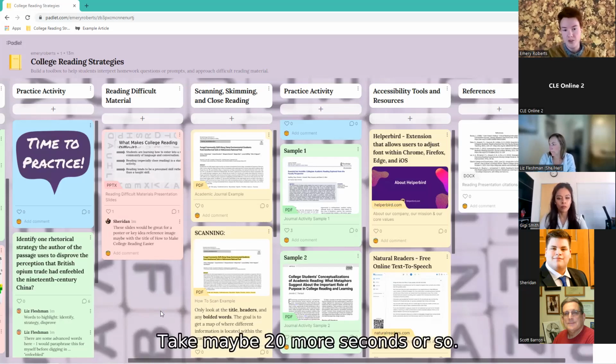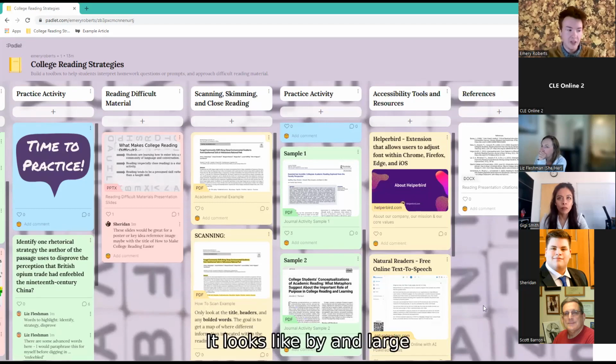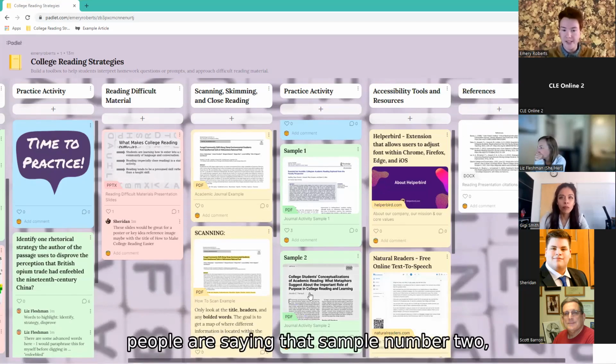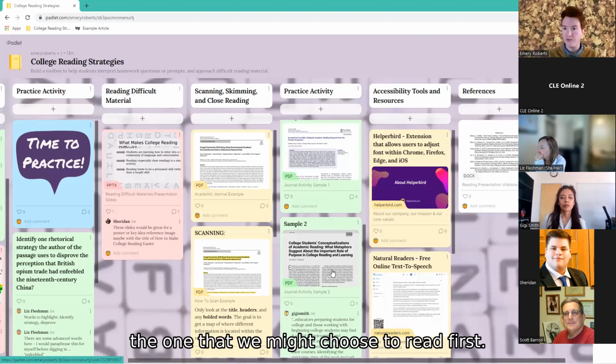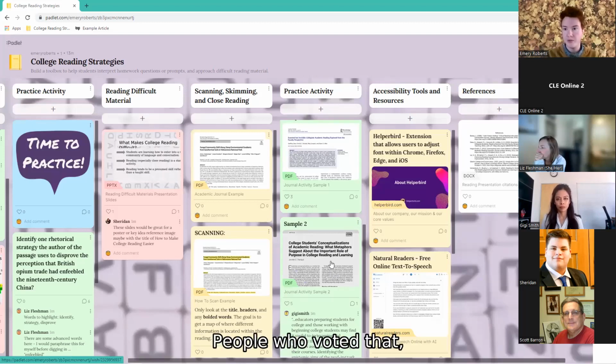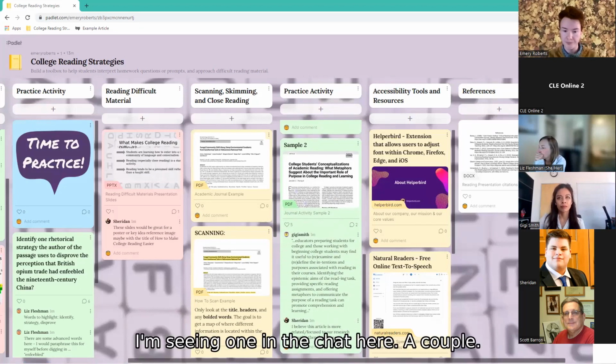Okay, take maybe 20 more seconds or so. And it looks like by and large, people are saying that sample number 2, the second one, is the one that we might choose to read first. People who voted that, does anybody have a reason why you decided to prioritize this one? I'm seeing one in the chat here, a couple.